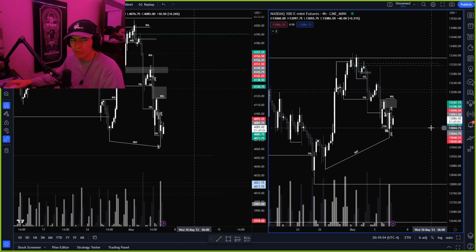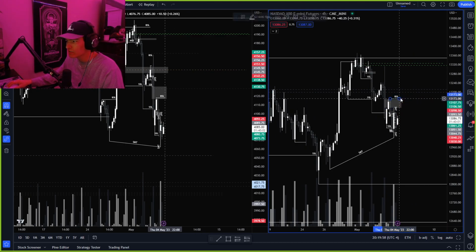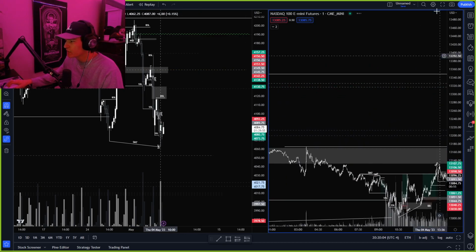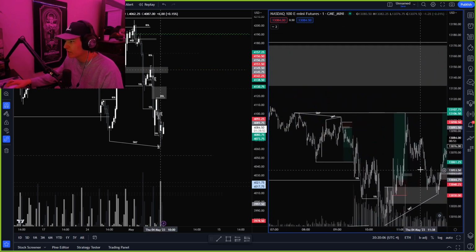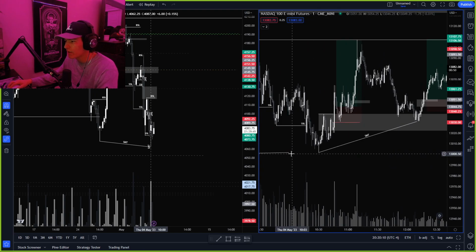And later in this session, we'll go into what I think the next draw on liquidity is going into the next couple days. But first, I do want to go over the plays that we took. So this was our big play that we took today on NQ. The reason we took this is, again, we have everything we kind of want now.